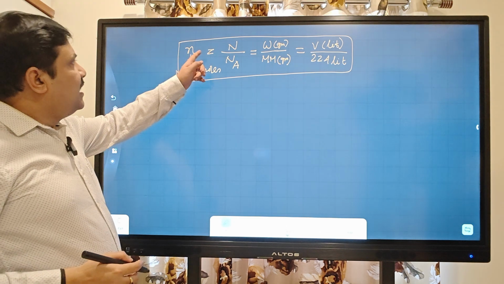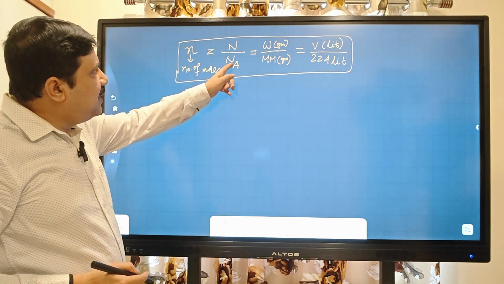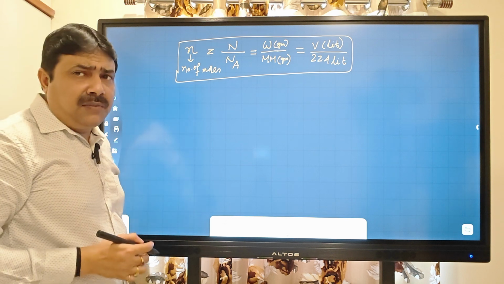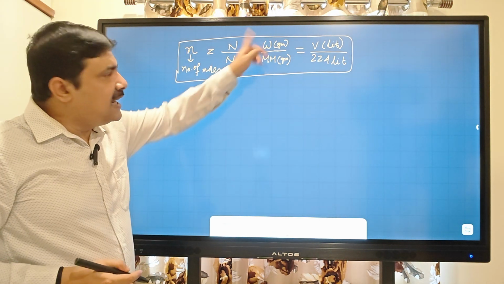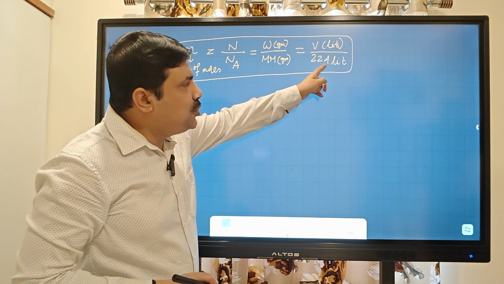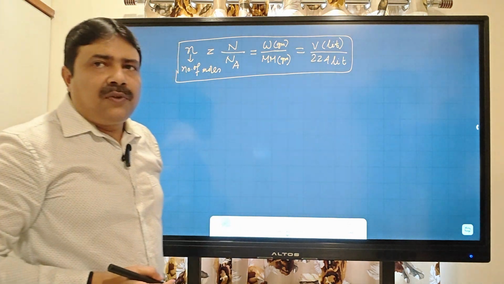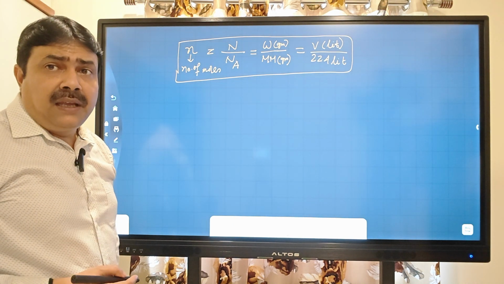Suppose they are giving number of moles, then number of moles multiplied by Avogadro number, you will get a given number. Same way, number of moles multiplied by molar mass, you will get amount of the substance in gram. Then number of moles into 22.4 liter, you will get the volume of the gas. That is nothing but your Y map discussion.